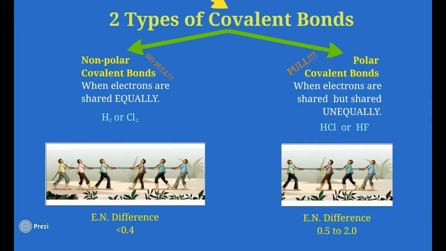So even though this is sharing, sometimes you might share something unequally, and then it's shared equally. And so therefore, we have 2 types of covalent bonds we've got to talk about. If you've got your other periodic table out, we're going to talk about electronegativity. That's the only reason we're going to look at that today. This is actually going to be a small segment.